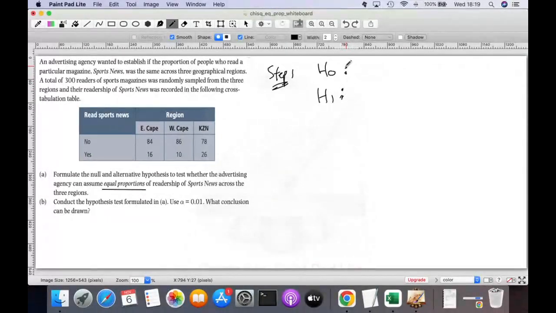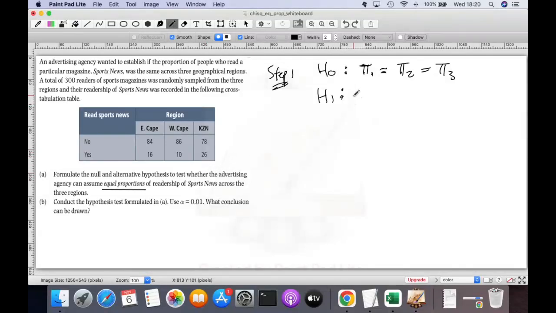Now you can see that there are three provinces. Because there are three provinces, there are going to be three proportions, and the symbol for proportion is pi. What we're saying in H0 is that they're equal proportions. Pi 1 can be Eastern Cape, it doesn't really matter, pi 2 can be Western Cape, and pi 3 will be KZN. We're saying all of these proportions are equal. That's what we're testing for H0: that the proportions are equal for all three provinces.